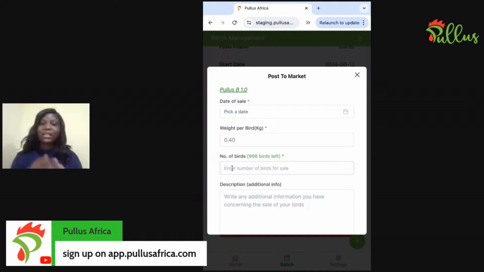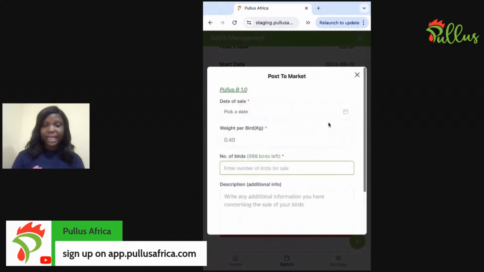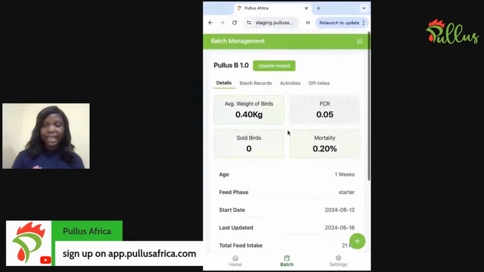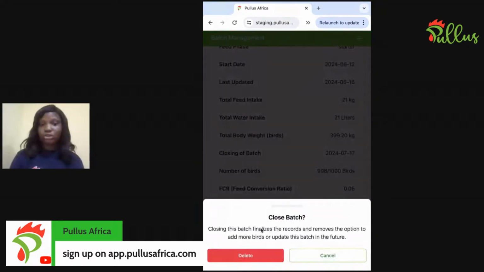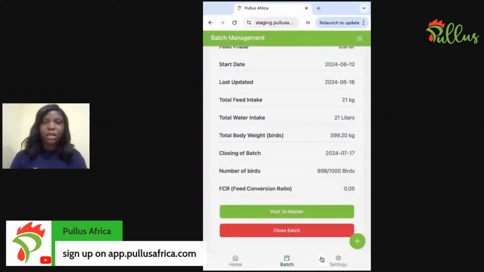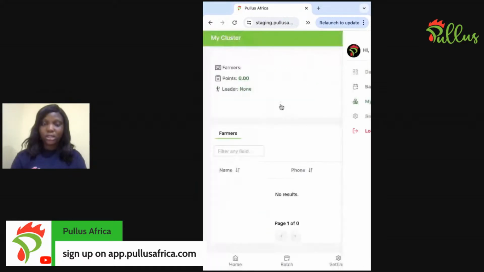Okay. Now you can now put number of birds and then your description here, and click on post to market. Very easy, very easy, right? Just in case you mistakenly try to want to close your batch, you can click on this and it will surely prompt you. You can either cancel or you actually delete your batch, but there's really no need to do that unless maybe you made a serious mistake, right? And then that's that.